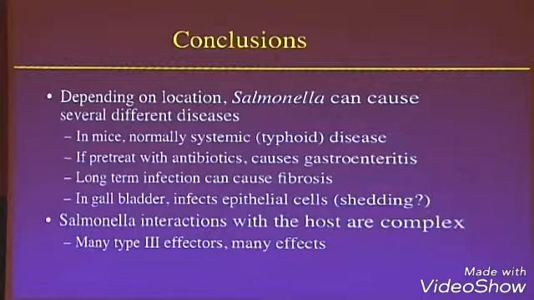In normal mice, you get the systemic type disease, and I've talked while I've been over here this month about the effect of antibiotics on the microbiota. If you change the microbiota, you get a whole different disease: gastroenteritis. I showed you some data that long-term infection with Salmonella can cause a fibrosis type effect, and this has now turned out to be a very nice model for studying fibrosis as a complication of Crohn's disease, as well as long-term inflammatory type infections.